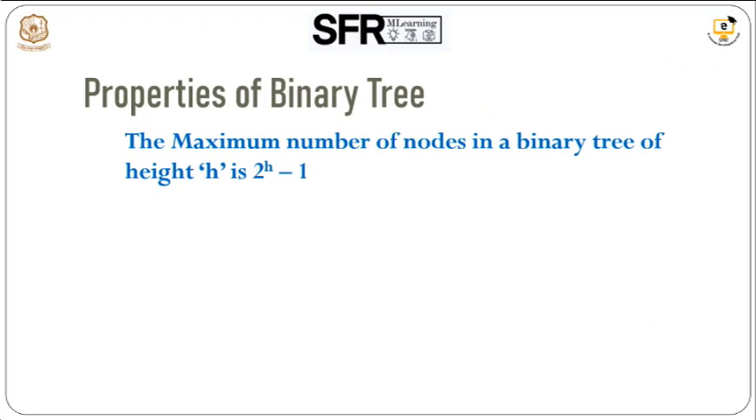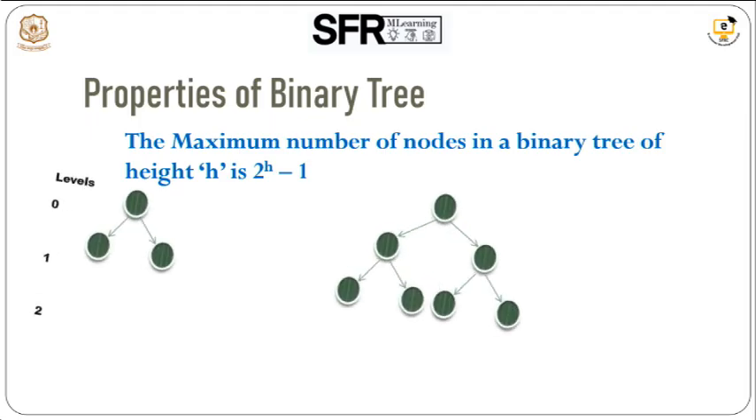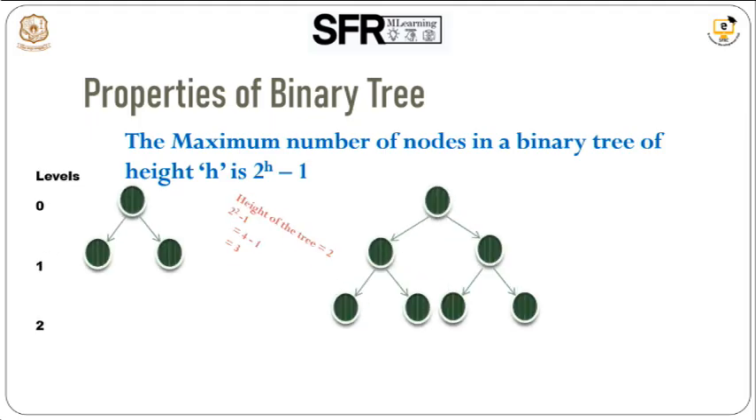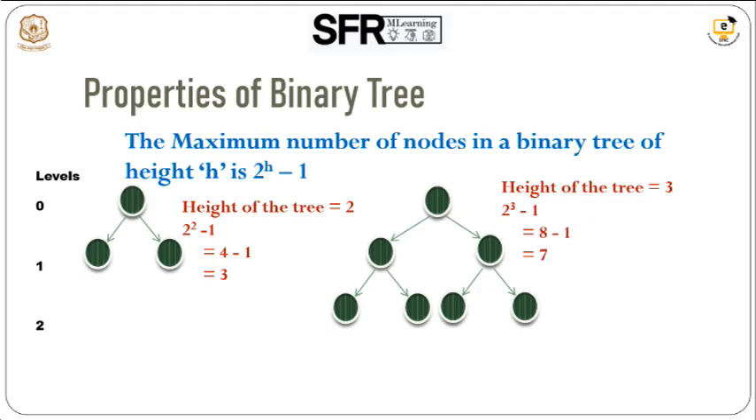So, the second property is the maximum number of nodes in a binary tree of height h is 2 to the power h minus 1. Let me see that again. Here in the first tree the height of the tree is 2, you can see that, right. So, the height of the tree is 2, that means 2 to the power 2 minus 1, which is equal to 4 minus 1, which is equal to 3. So, in the first tree the maximum number of nodes is 3, and also from the second diagram, if you evaluate as shown in that PPT, the maximum number of allowed nodes is 7. You can see that from the diagram also, right.